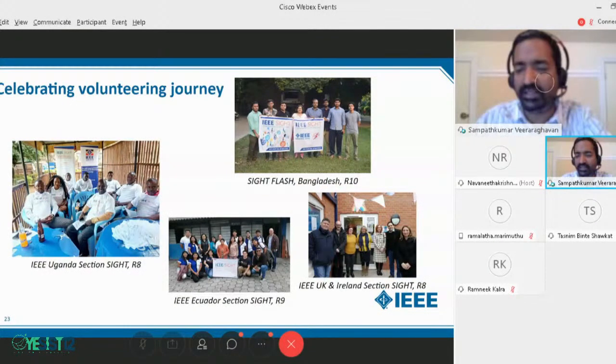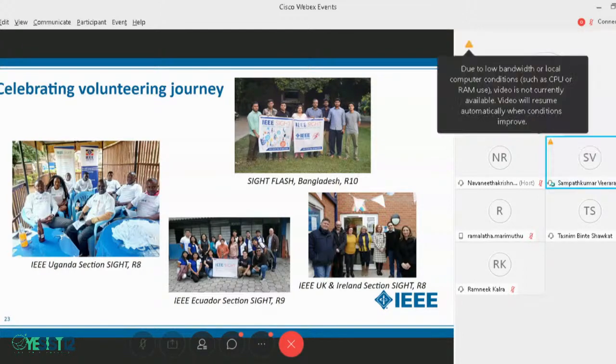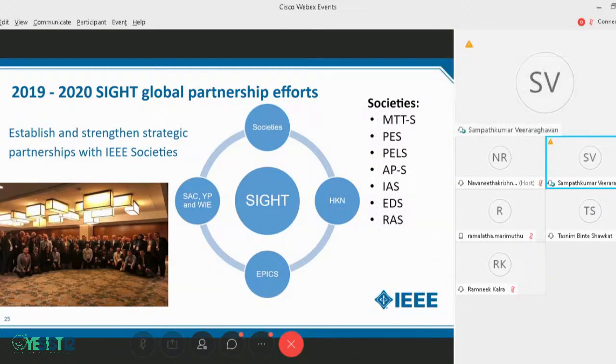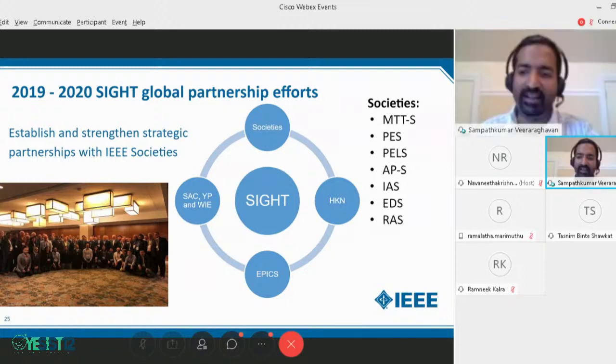Most importantly, SIGHT, as I said, is the fastest growing program within IEEE in the sustainable development space. You can see the kind of partnerships we are fostering right now. We had 12 partnerships last year with IEEE societies. This year, we are also working with other major industrial players and key leaders like ITU and UN and so on. So definitely, there are opportunities at grassroots level, regional level, and global level for you to participate and give back to society.